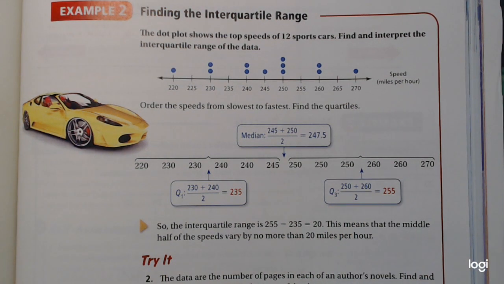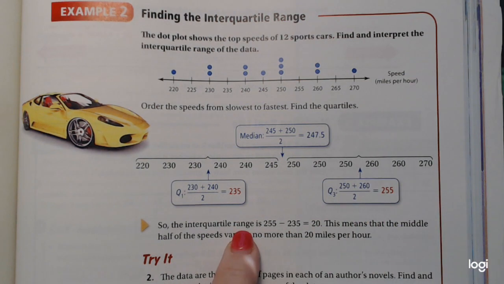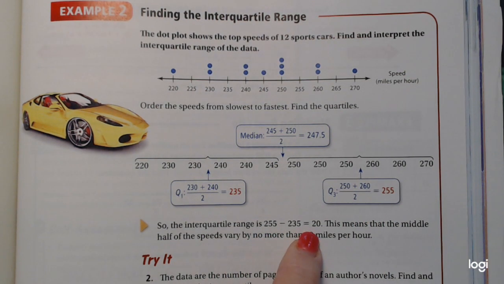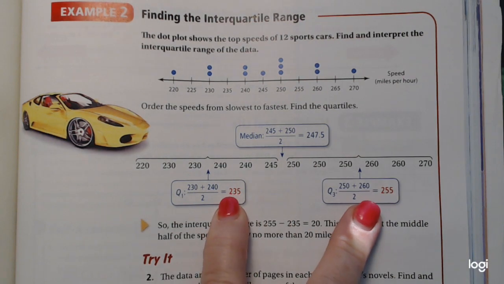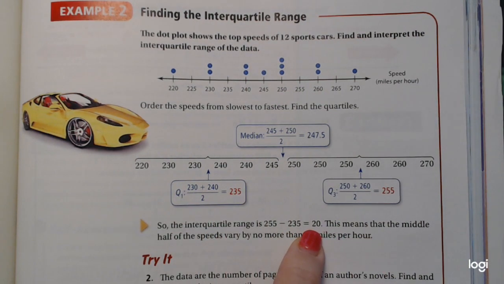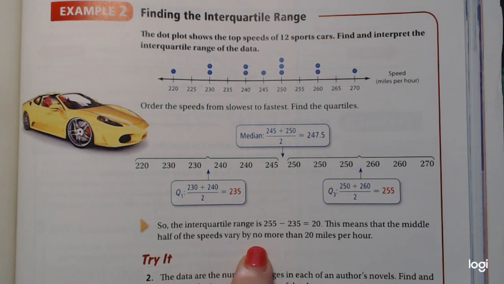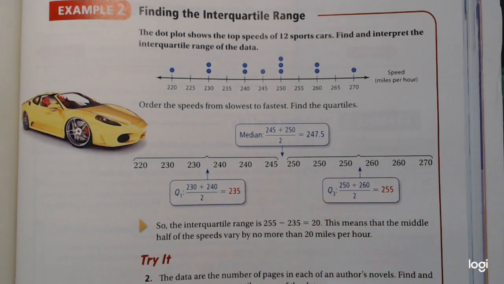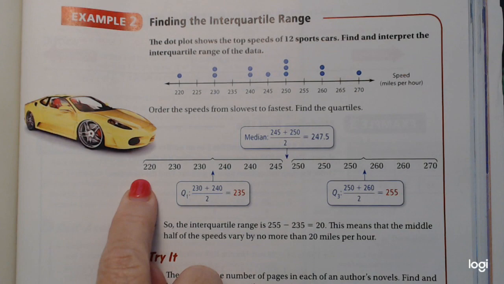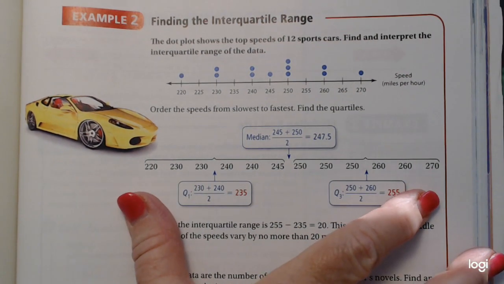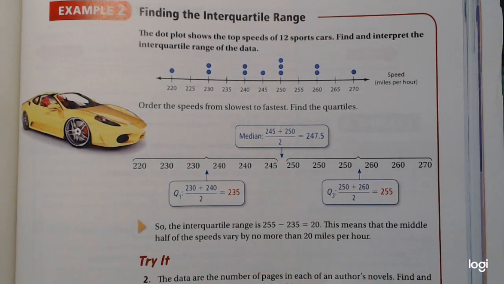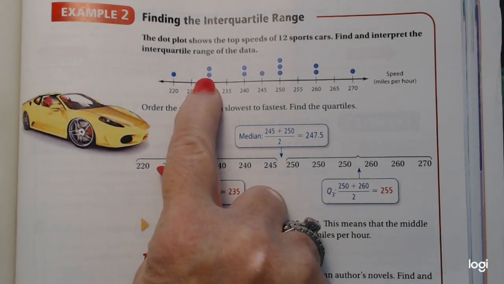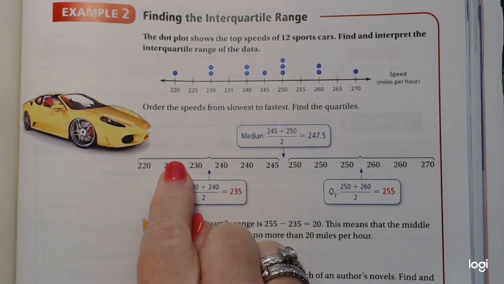If I'm going to find the interquartile range, you will notice that they took my Q3 minus my Q1, and they found out that the interquartile range has a difference of 20. This means that the middle half of the speeds vary by no more than 20 miles per hour. These two are 20 miles per hour, whereas you notice from 270 to 220, our range is going to be 50 miles per hour of a difference between all of our cars. Just wanted to show you that you can still make quartiles with dot plots by listing your numbers.